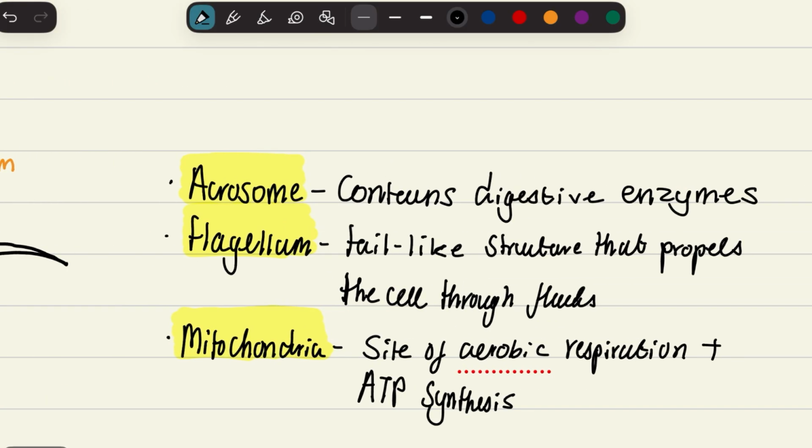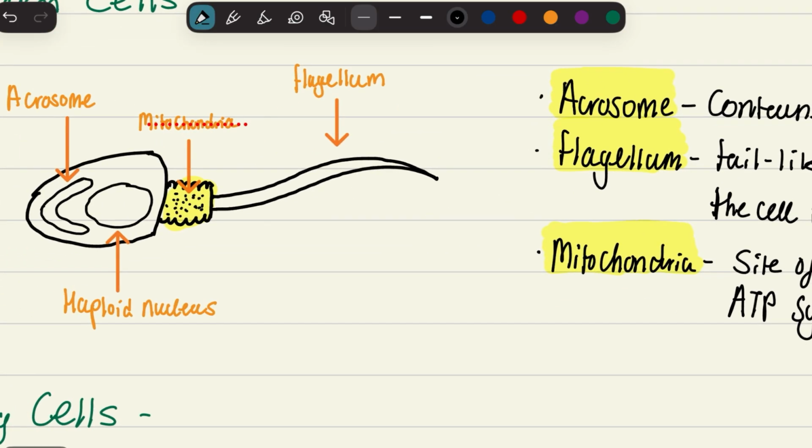Some of the things we need to define: an acrosome. It's in some ways a type of lysosome, so it contains digestive enzymes. We're going to talk about its function again in the next bit. Flagellum, that's a tail-like structure that propels itself through fluids. If you've seen the video about cell structure, you would have known about flagellum. Mitochondria is another one you would have known: aerobic respiration and ATP synthesis. So that's a bit about the sperm cell.